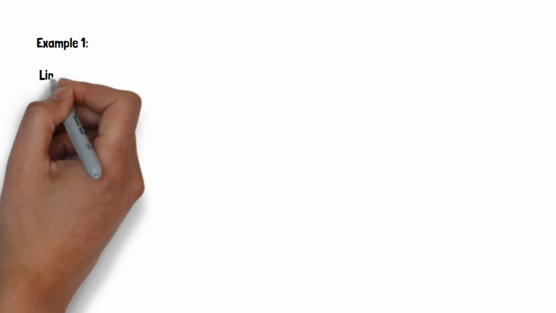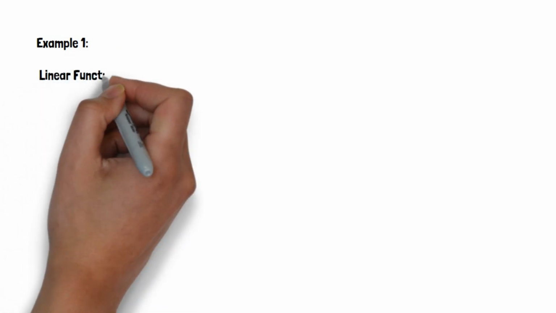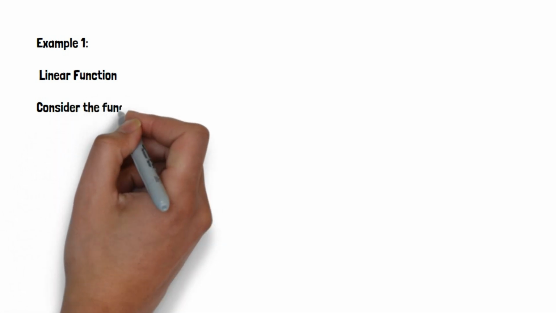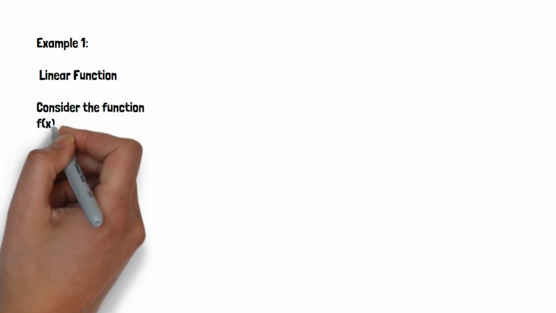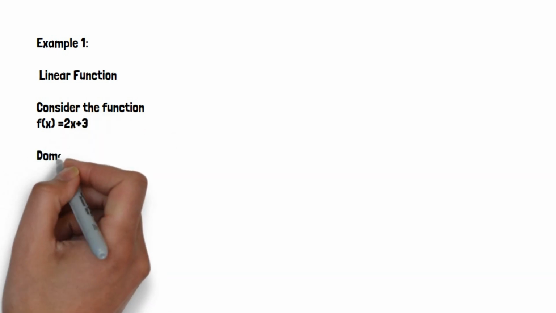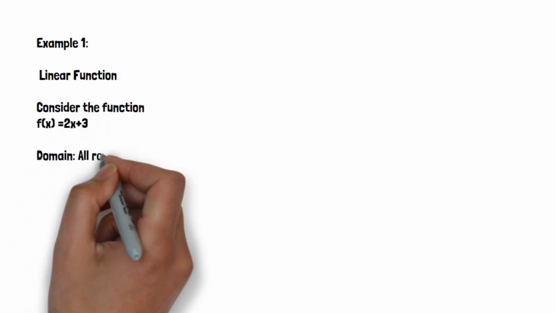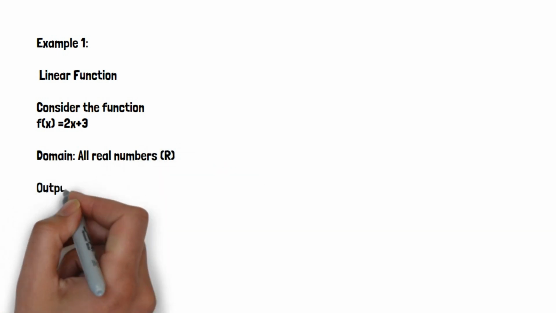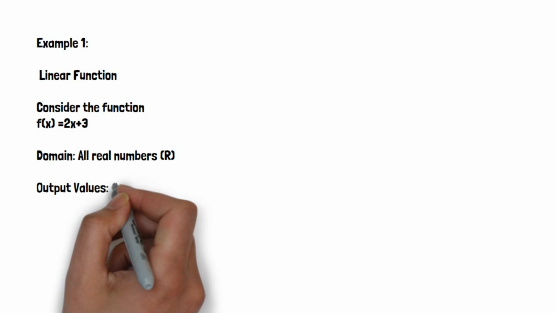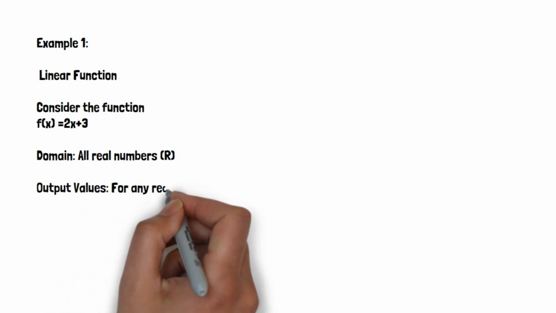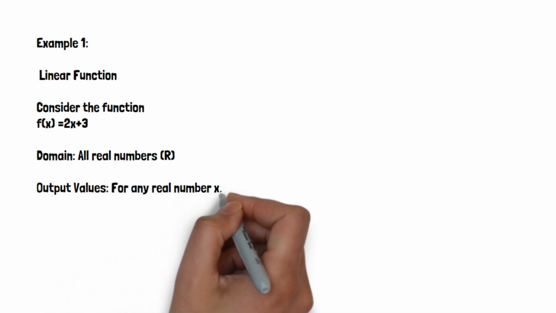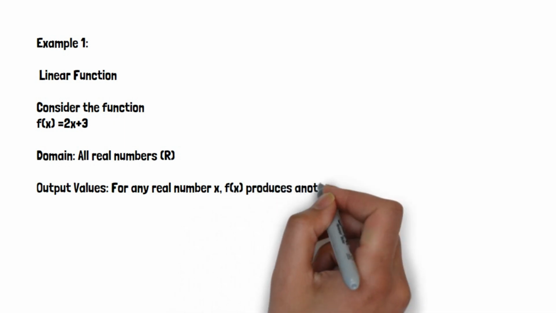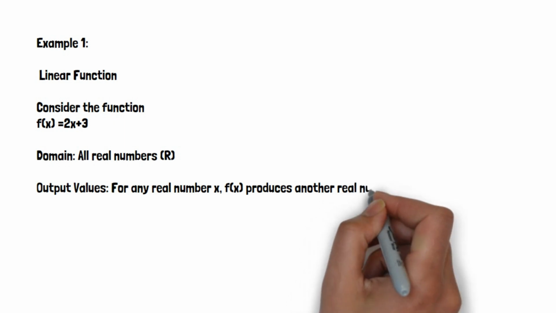Examples. Example number 1, I have taken a linear function. So consider the function f of x is equals to 2x plus 3. First of all, I will define the domain of this function, which is all real numbers, since there is no restriction in this function. So what will be the output values for any real number x, which I will plug in this function f of x, which is equals to 2x plus 3?